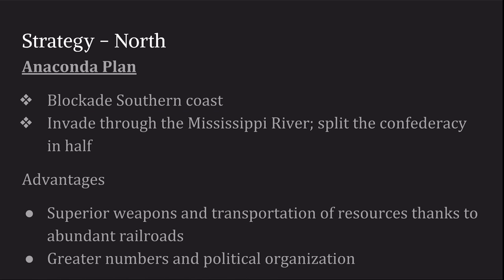Each North and South form their own strategies. The North starts out with the Anaconda Plan, and this is to blockade the southern coast and invade through the Mississippi River and split the Confederacy in half. They didn't fully do this, but they did a blockade, and they went up the Mississippi, I think. Their advantage is they were more industrialized, they had better transportation, railroads, and better weapons because of the factories, and they had bigger armies, and they were more stable.